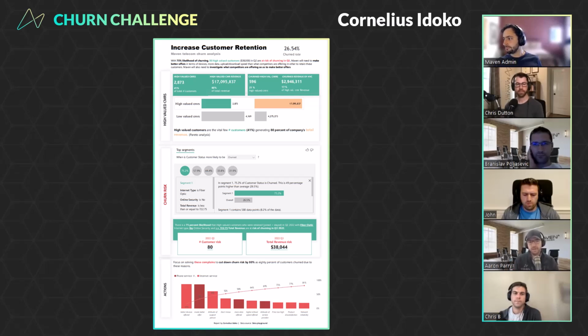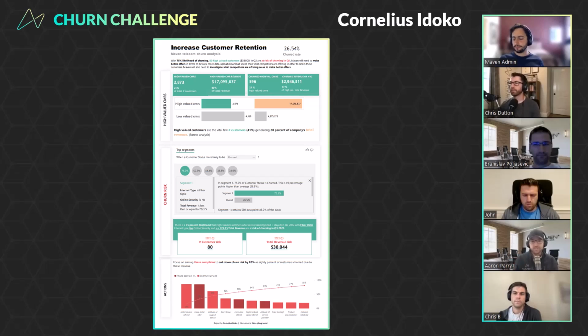In the next section, Cornelius used the key influencer visual as well, but actually chose to use the top segment analysis instead of the key influencer analysis as part of that visual.